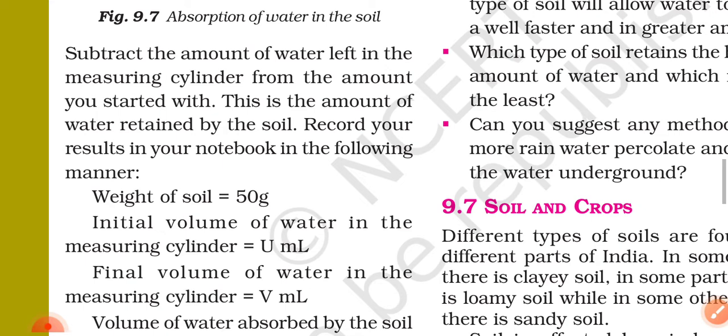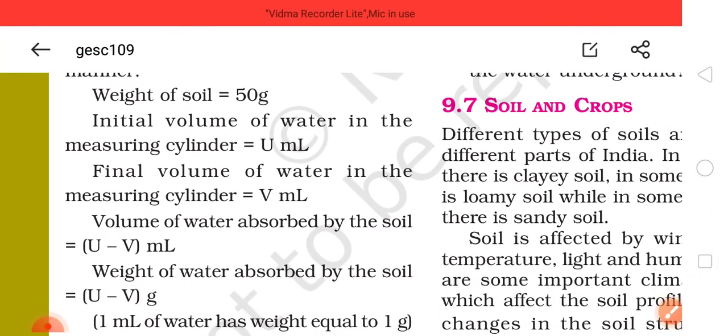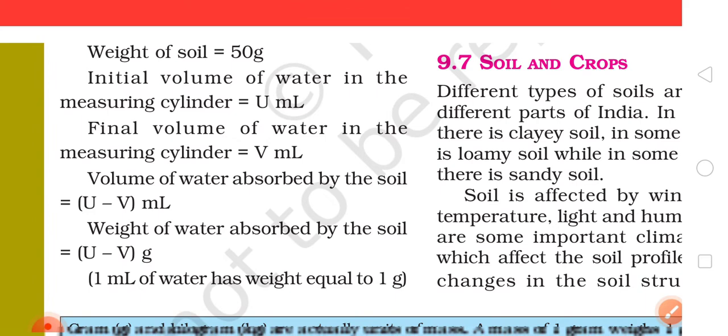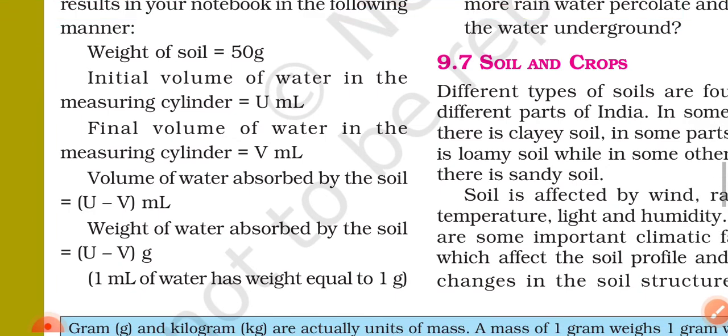Weight of soil equals 50 gram. Initial volume of water in the measuring cylinder, U milliliter. Final volume of water in the measuring cylinder, V milliliter. Volume of water absorbed by the soil, U minus V milliliter. Weight of water absorbed by the soil, U minus V gram. 1 milliliter of water has weight equal to 1 gram.